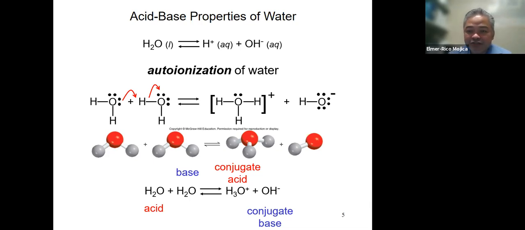Now, what makes this autoionization possible is that water can act as an acid and a base. So these are substances known as amphoteric or amphiprotic substances. When you have amphoteric or amphiprotic substances, they can act either as an acid or a base, depending on what other species they have.